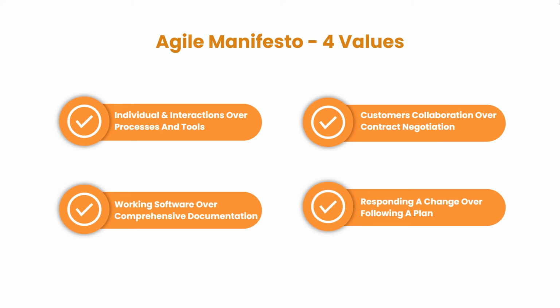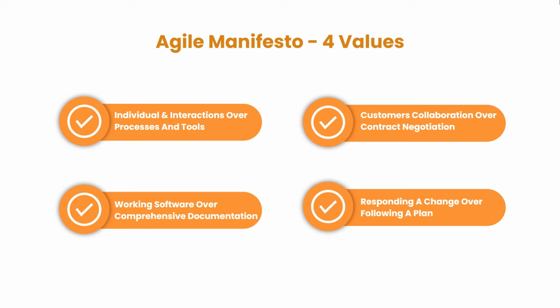So let's understand the values. First one, individuals and interactions over process and tools. Agile says don't go for a process and tool based approach. If you're working on a project, believe more in individuals, whether it is the team or the stakeholders. If there is something, you identify the concerned individual, have a discussion with them, and that's how you figure out the next step. That is individuals and interactions. It reduces the gap because we are directly working with stakeholders during the development phase.